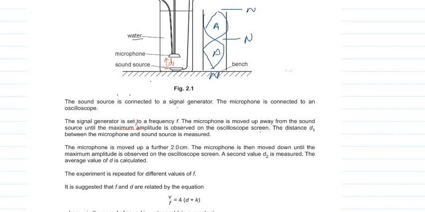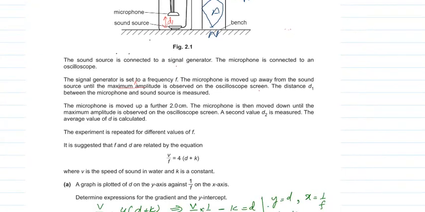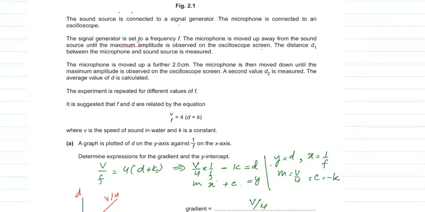The microphone is moved up further 2 centimeters. The microphone is then moved down until the maximum amplitude is observed on the oscilloscope screen. The second value, d2, is measured. The average value of d is calculated. The experiment is repeated for different values of f. It is suggested that f and d are related by the equation.